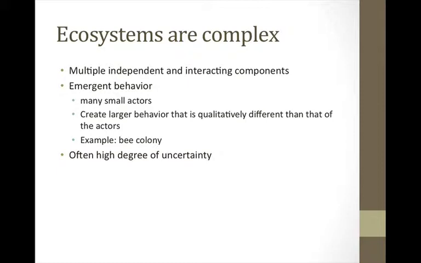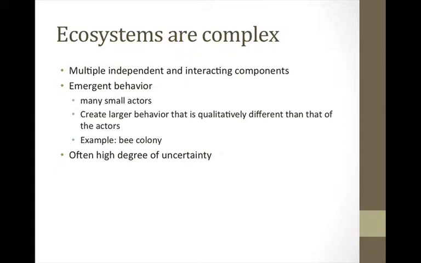And when you have a lot of small pieces all moving around, obeying their own rules, it can lead to what's called emergent behavior. That's a behavior at a larger scale that's qualitatively different than you would expect, or be able to predict, just from the individual actors. An example of that is a bee colony.